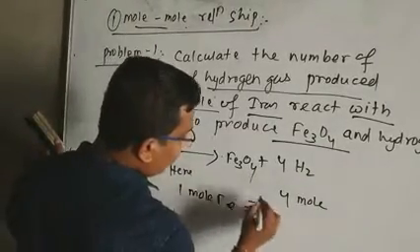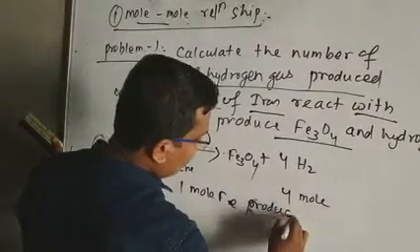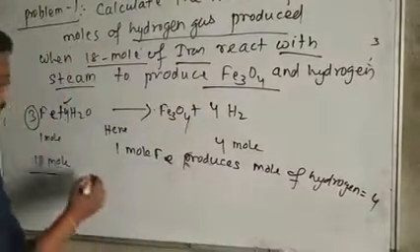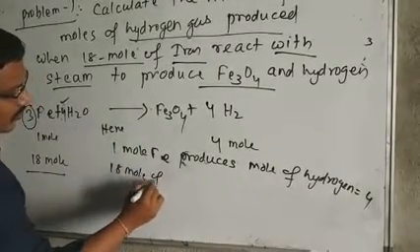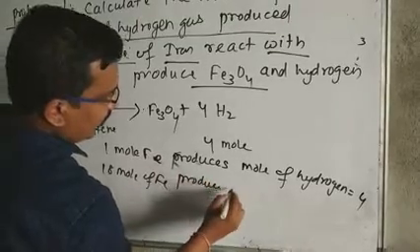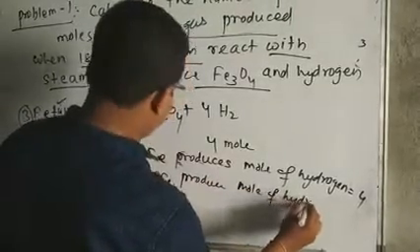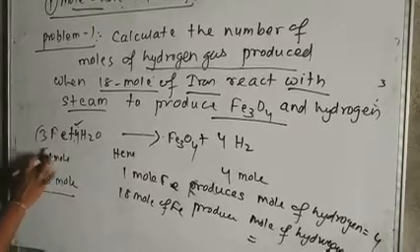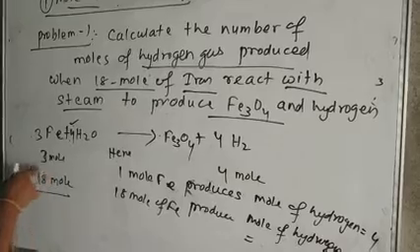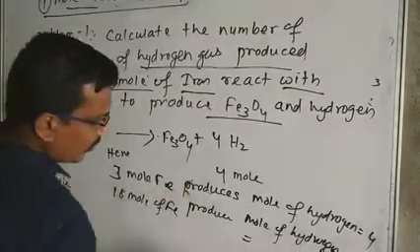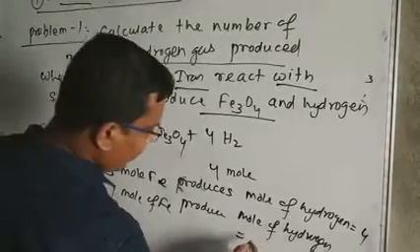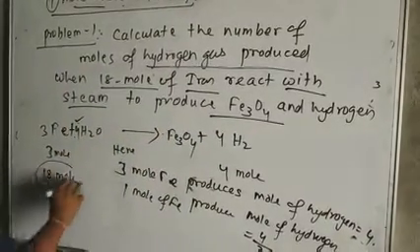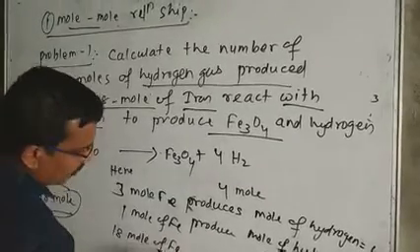Remember one point: from the balanced equation, 3 mole of iron produces 4 mole of hydrogen. Then we find out that 1 mole of iron produces 4 by 3 mole of hydrogen. Our aim is to find out for 18 mole, that means 18 mole of iron produces how much hydrogen?